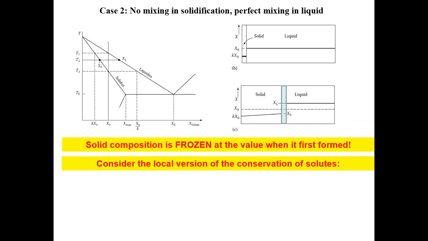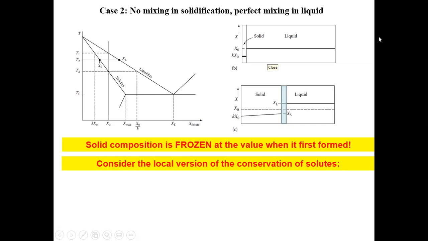We just consider a local version of the conservation of solutes. We don't care about what happens to the solids that already formed. We only focus on this new solid and the corresponding liquid, because we know that this thin slab of solid will be in equilibrium with this huge amount of liquid. Let's see whether we can write down any lever rule or conservation of solutes for that. Is that clear? So we only look at this blue region of the solid and then the whole region of liquid. Okay, so let's do that.